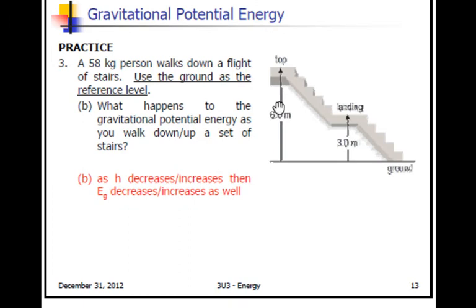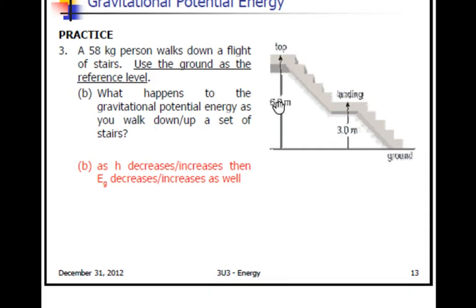So what happens to the gravitational potential energy as you walk up or down a set of stairs? So as our height increases, our gravitational potential energy increases. And the opposite is true. As the height decreases, the gravitational potential energy decreases.